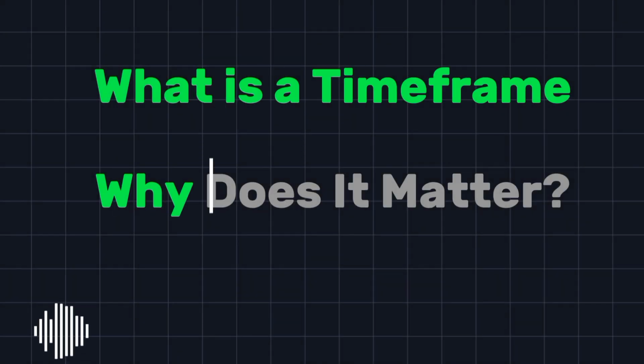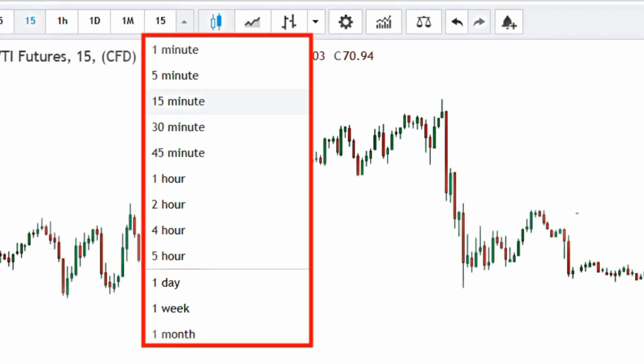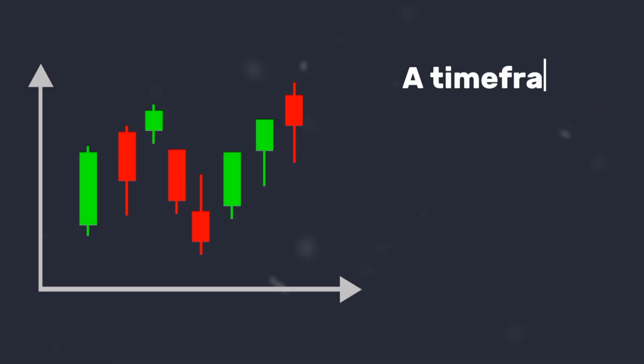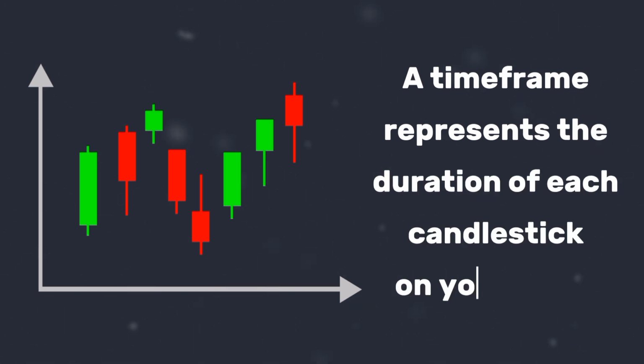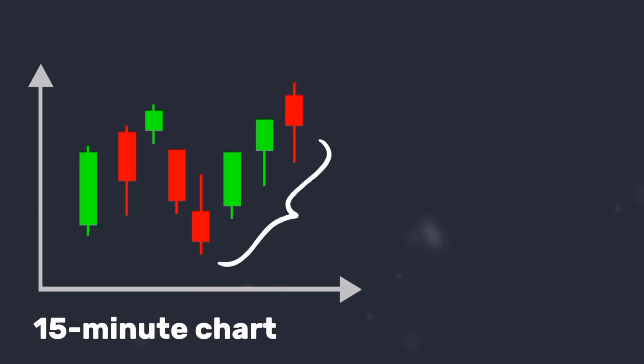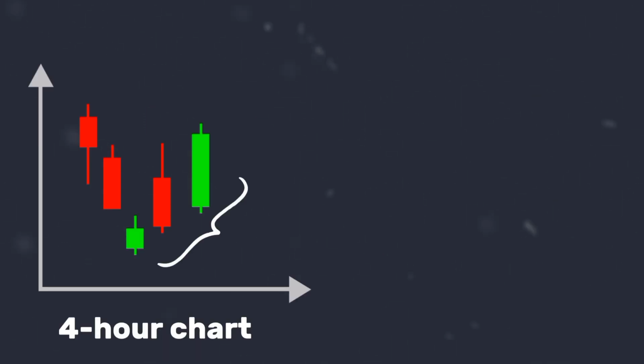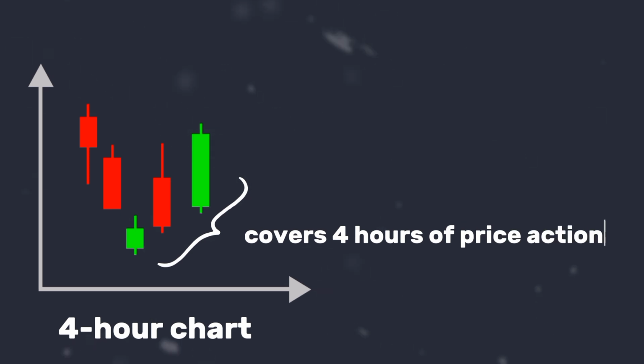What is a timeframe and why does it matter? Before we dive into the strategy, let's quickly define what a timeframe is. A timeframe represents the duration of each candlestick on your chart. For example, on a 15-minute chart, each candlestick shows price movement over 15 minutes. On a 4-hour chart, each candlestick covers 4 hours of price action.